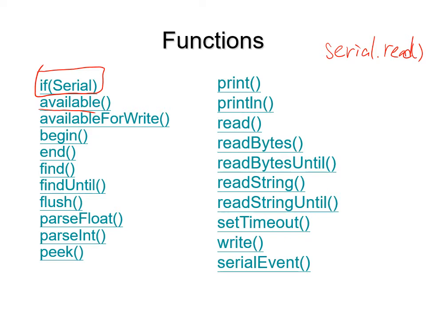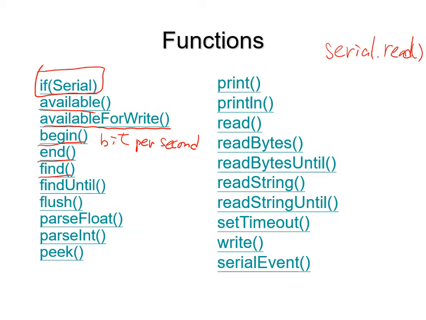Available: it is going to get the number of bytes available for read from the serial port. Available for write: that means it gets the number of bytes available for write to the serial port. Begin: we are going to set the bits per second for the serial port, and it controls the speed of the serial transmission. On the other hand, end means you stop the serial transmission.